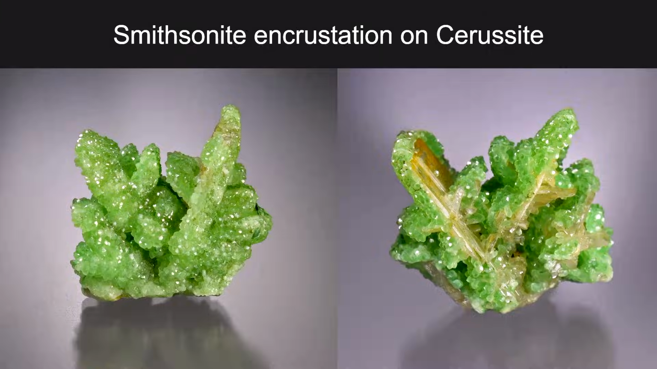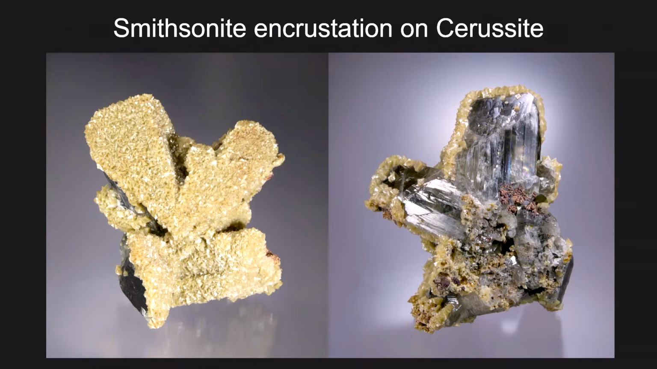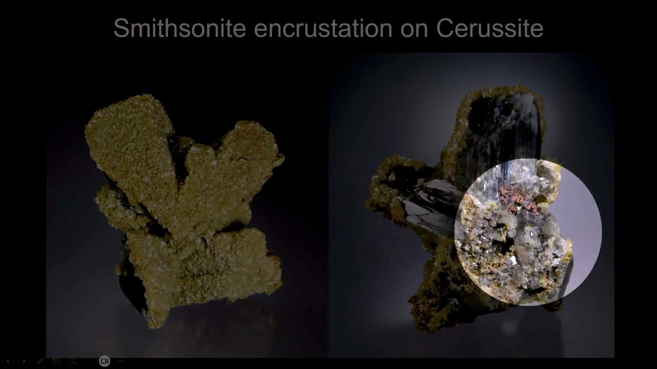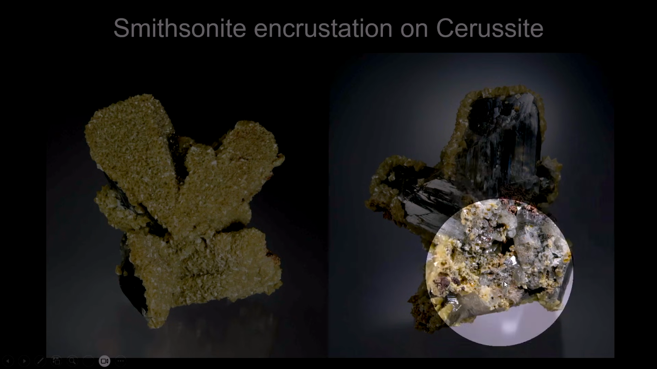So now let's look at cerussite and the various things that it can be coated with. Here we see a lovely example of cyclically twinned cerussite that has been partially coated with green rice grain shaped crystals of cerussite. Here's another example where the smithsonite consists of tan rhombohedral crystals. Another interesting thing about this piece is that there is some native copper on the backside.